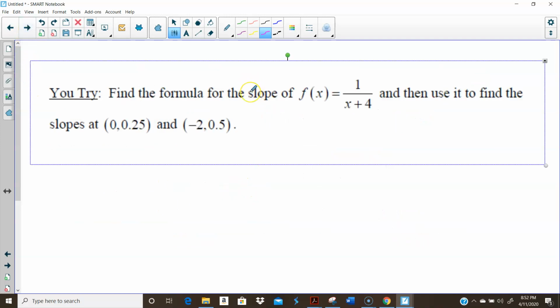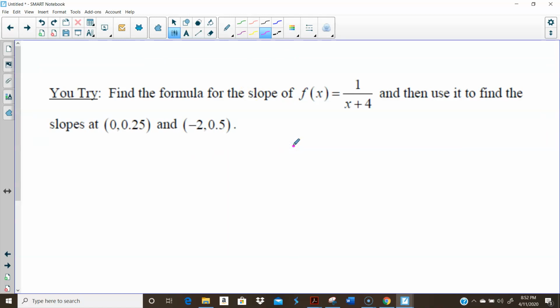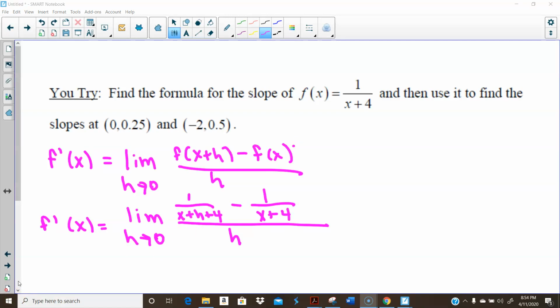All right, the last problem is a you try problem. You can go ahead and stop the video, try this problem on your own, and then come back and start the video and see if your answer was correct. I'm going to stop the video and work it out. This is the definition of a derivative. This is the long way to work out this problem. When you watch the short video, you're going to see a shortcut of how to do this problem, which is pretty amazing.